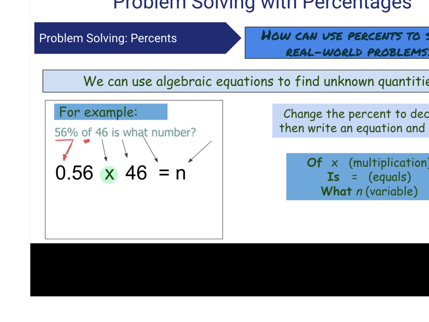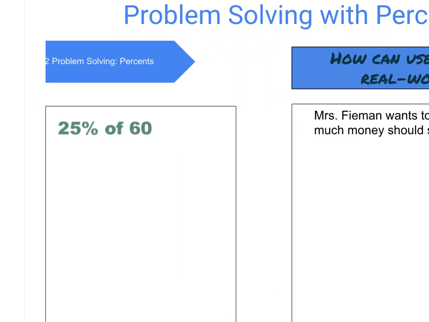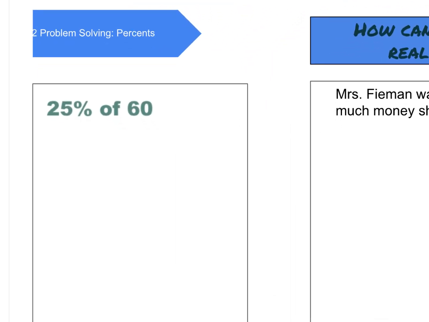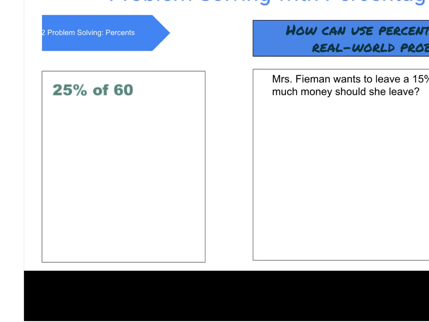Let's practice one just like that. So go ahead. I want you to try 25% of 60. Remember, start it off. When you have your 25%, write it as a decimal. We multiply. So you can just go ahead and multiply now. That one was easier because it's an even number.